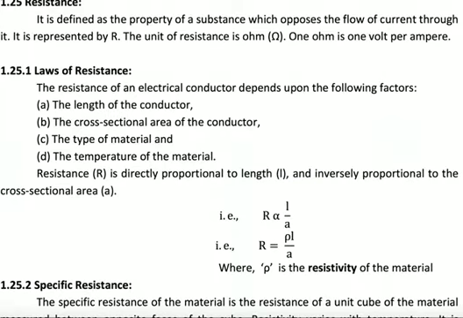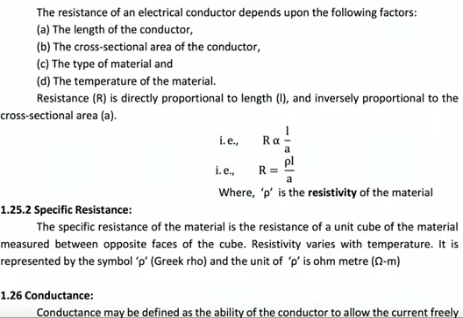Laws of resistance. The resistance of an electric conductor depends upon the following factors. First one is the length of the conductor, then the cross-sectional area of the conductor, the type of the material we are going to use, and the temperature of the material. Resistance is directly proportional to the length and inversely proportional to the cross-sectional area. So R is proportional to L upon A, where L is the length and A is the area of cross-section of the conducting material. So R equals rho L upon A, where rho is the resistivity of the material.